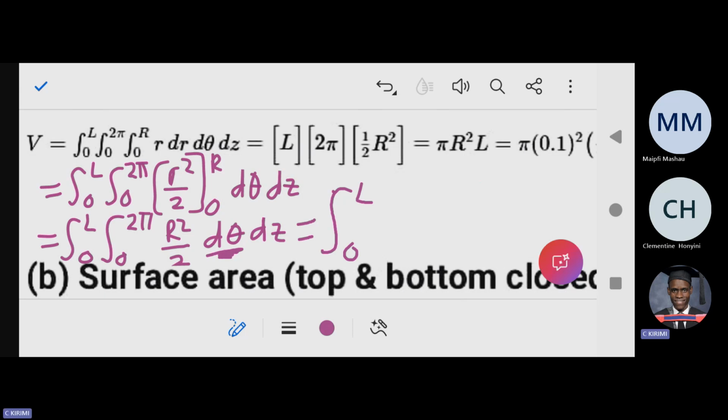You are differentiating with respect to theta. The outer limit corresponds to dz. The inner limit corresponds to dr. So here the middle limit, this one, is corresponding to theta. So integrate this with respect to what? To theta. What do you get? What do you get? R squared over 2. Integral of r squared over 2 with respect to theta. What do you get, class?